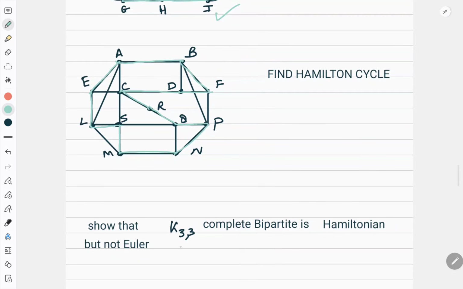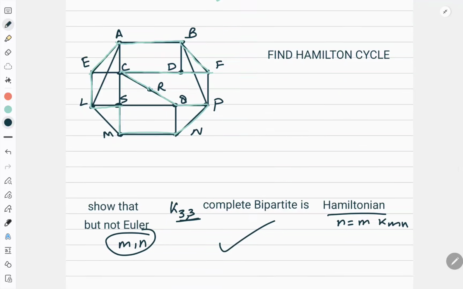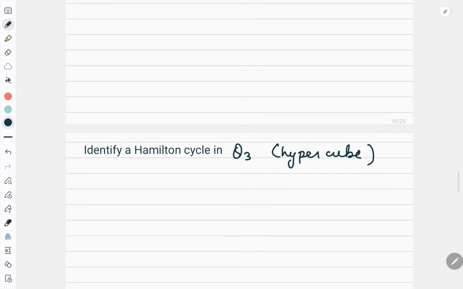Now show that K3,3, a complete bipartite graph, is Hamiltonian but not Euler, which I just now explained to you. Theoretically, I know the condition for Hamiltonian: n should be equal to m in Kmn. And for Euler, m and n should be even. So here they are equal, so it is a complete bipartite graph. We have drawn the graph and shown, and since 3 is not an even number, it is not Euler. Okay, now let's move to the next question.